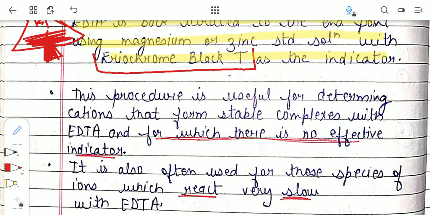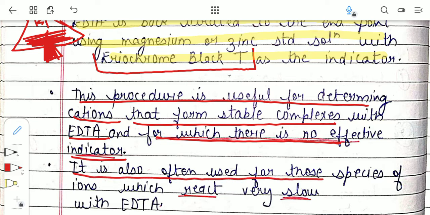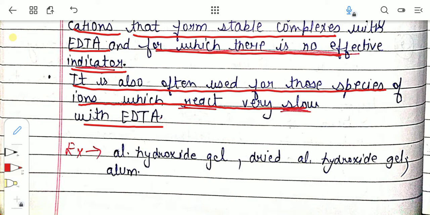This procedure is useful for determining the cations that form stable complexes with EDTA and for which there is no effective indicator, and it is also often used for those species of ions which react very slowly with EDTA. This is the use of the back titration method. Examples of substances which can be estimated by back titration are aluminium hydroxide gel, dried aluminium hydroxide gel and alum.